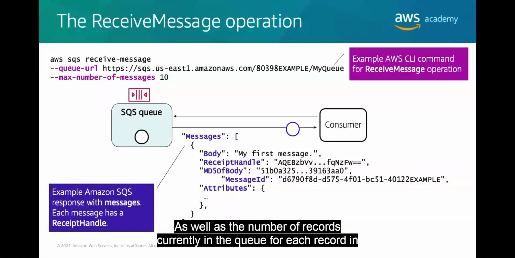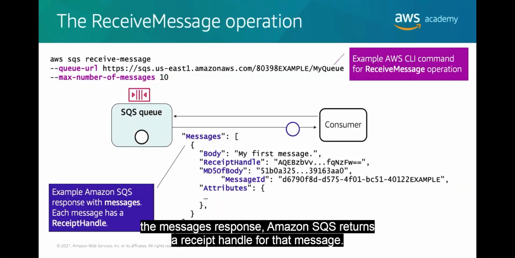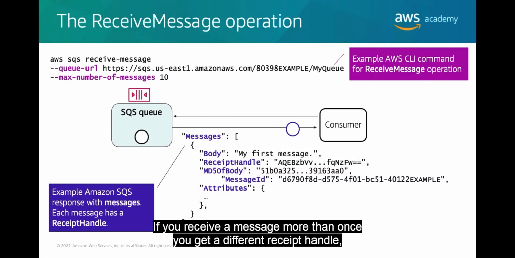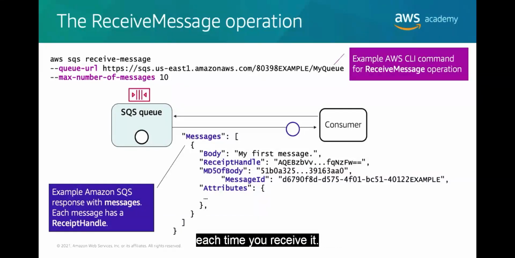For each record in the messages response, Amazon SQS returns a receipt handle for that message. This handle is associated with the action of receiving the message, not with the message itself. If you receive a message more than once, you get a different receipt handle each time you receive it. You need the receipt handle to delete the message or change its visibility in the queue.